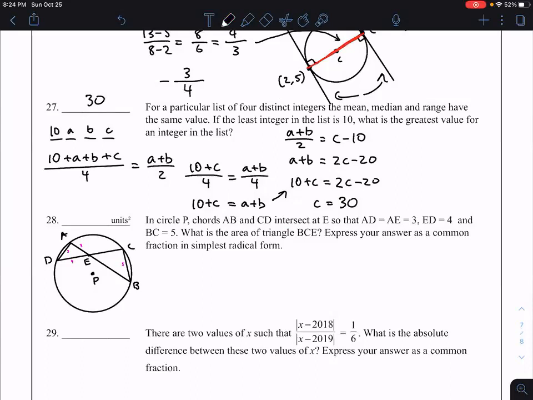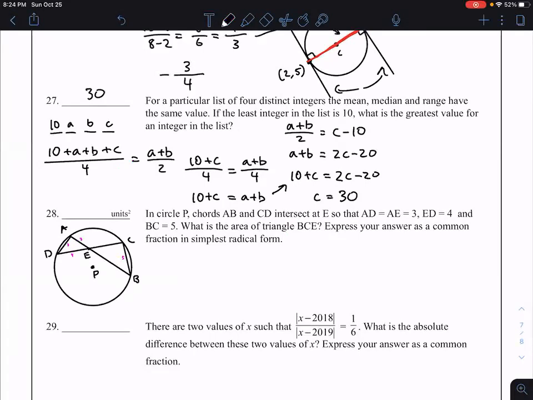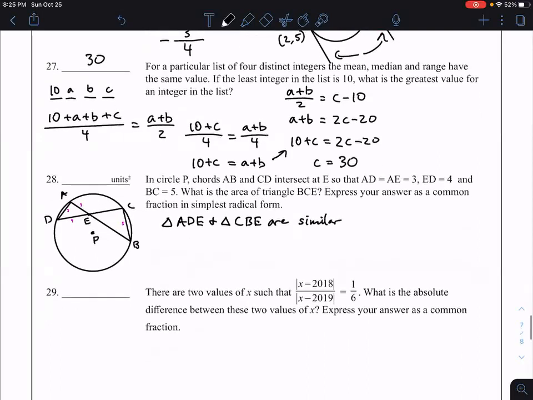So first you have to recognize that triangles ADE and CBE are similar. You have to recognize that, or else you can't solve the problem. And they are similar because of some chord theorem, some chord theorem formula that I don't remember. You'll probably learn it, or you already learned it. But yeah.